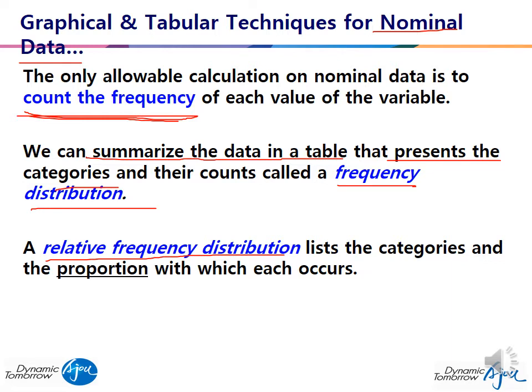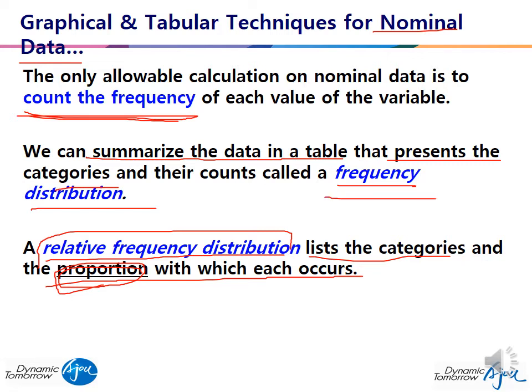And also we are going to create a relative frequency distribution. A relative frequency distribution lists the category and the proportion with which each occurs. So now we are going to create a frequency distribution and a relative frequency distribution. It is a graphical technique for nominal data. But before we create a graph, we will create a table first.